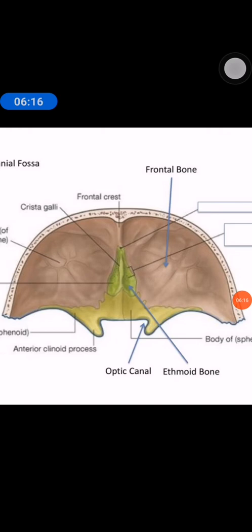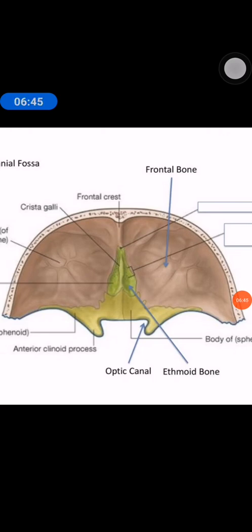Again, we repeat the anterior cranial fossa. It is formed anteriorly by inner surface of the squamous part of frontal bone, and floor is formed on each side by the orbital plate of the frontal bone, and in the midline it is formed by the cribriform plate of ethmoid bone, and posteriorly it is formed by the lesser wings of sphenoid and the body of sphenoid.